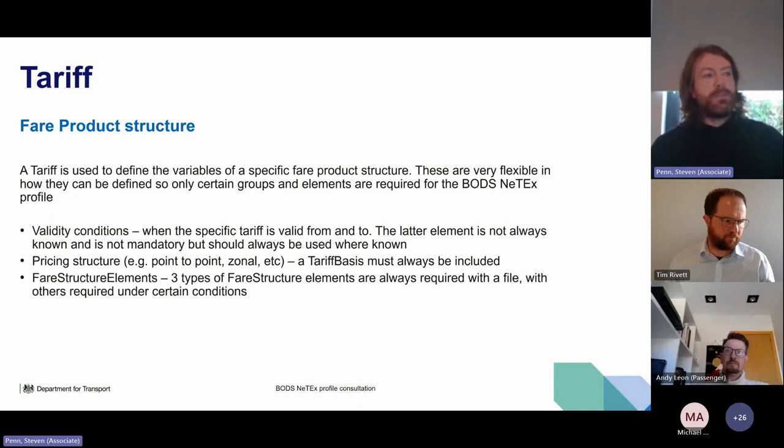But basically what we're saying is within the tariff, we're expecting to see three types of fare structure to be definitively present for every single fare product. And then there are a few other fare structure elements that we expect to be there under certain conditions.